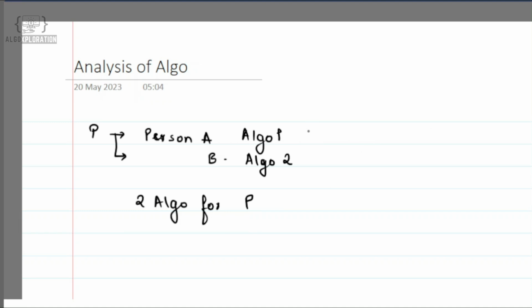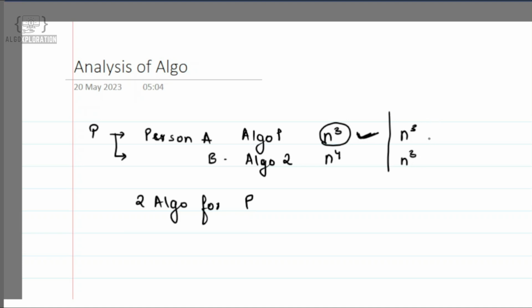If algo 1 is taking time of n raised to 3 and algo 2 is taking time of n raised to 4, then algo 1 is efficient because it is taking n cube time and algo 2 is taking n raised to 4 time. So algo 1 should be the efficient algorithm. Now what if both algorithms are taking n raised to 3 time? Then what should be the way?